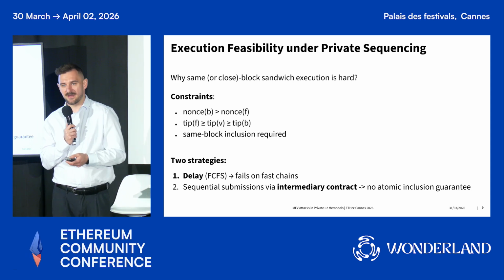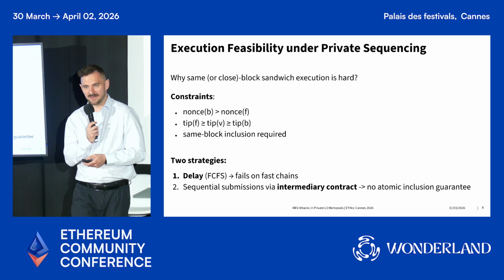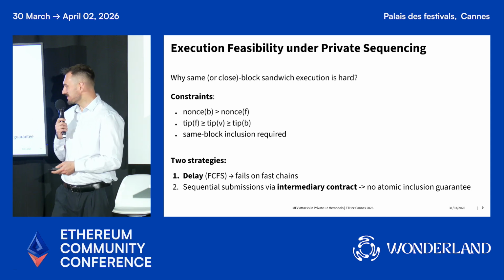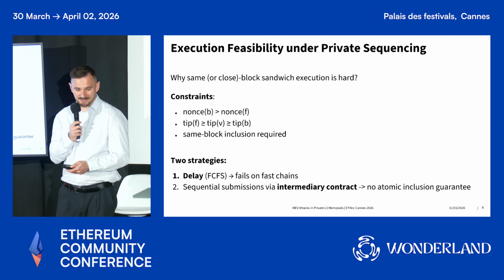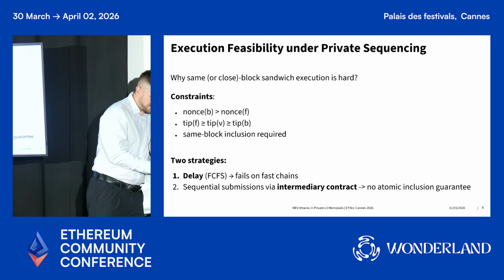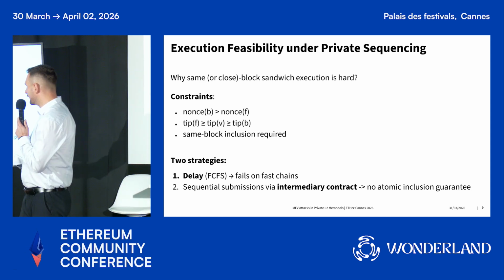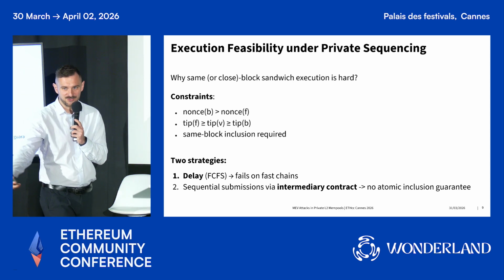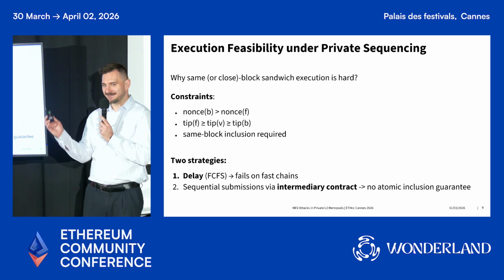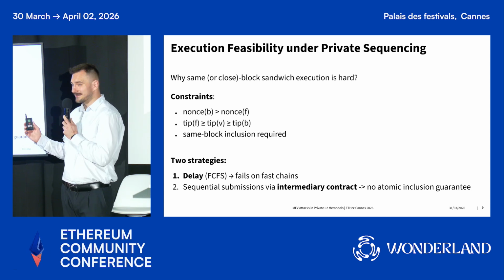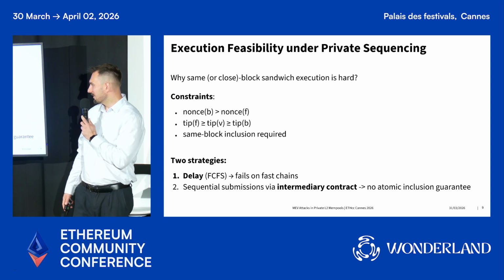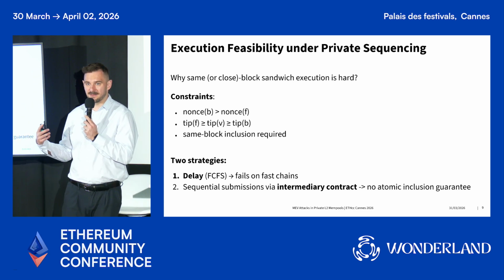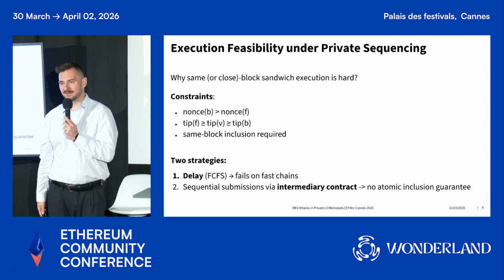Because on the L2, in order to ensure that your sandwich will actually be executed, not to even mention profitable, you need to ensure that a few things will happen. The first thing, of course, is that you need to make sure that the front-running transaction will happen before the back-running transaction, and the target transaction will happen in the middle. Then, if you are paying a tip, you can try to influence the order by the priority fee.